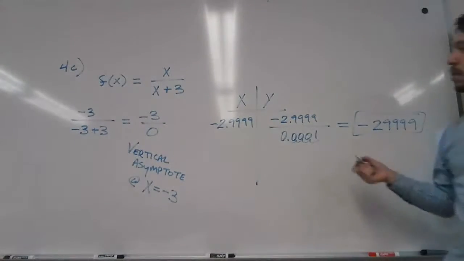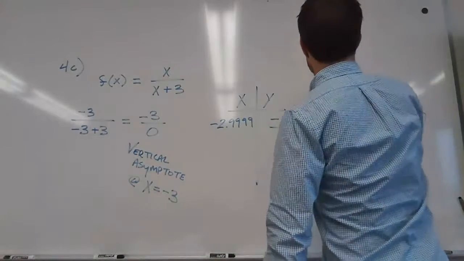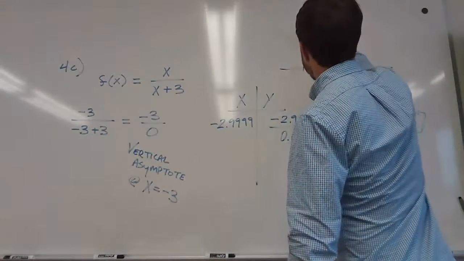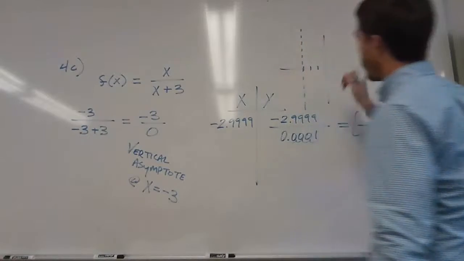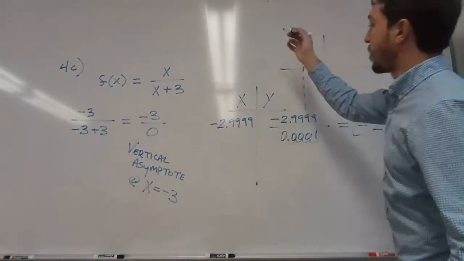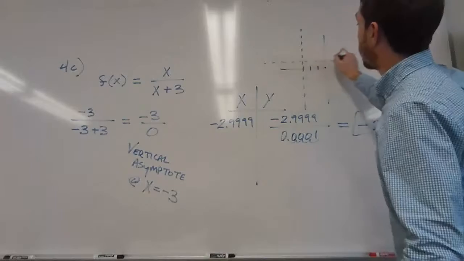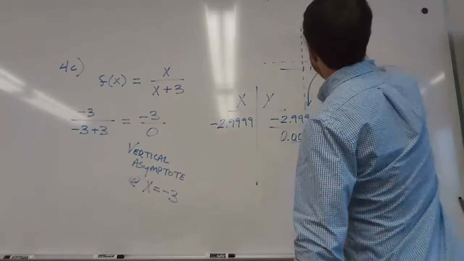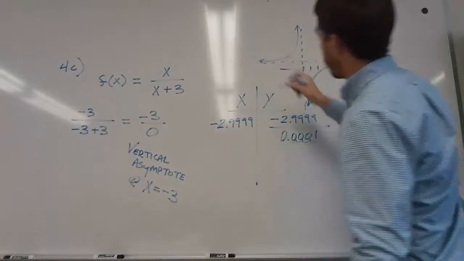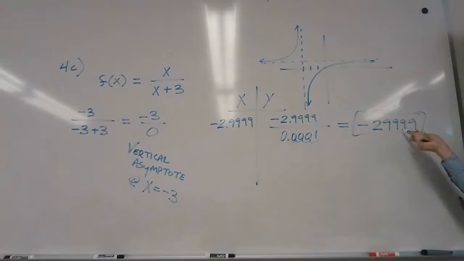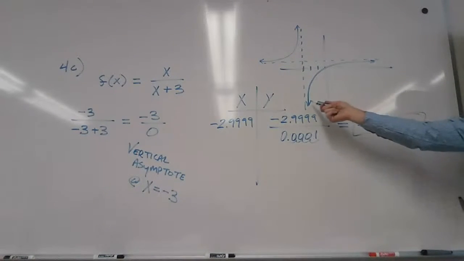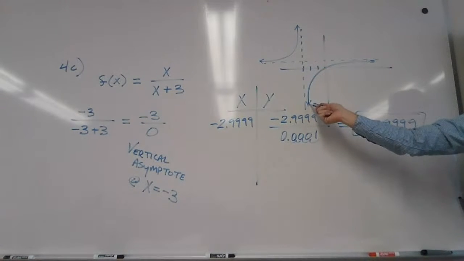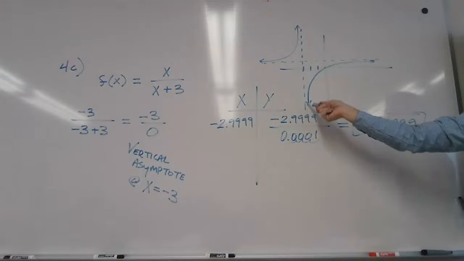That's what a vertical asymptote is, because the closer you get to -3, the more gigantic your y value gets. So if I graph this, there's my vertical asymptote, -3. There's 0, 0. This would also have a horizontal asymptote, if you're wondering, at 1. It would look something like this. So there's your enormous negative 29,999 if I plug in a number just barely to the right of -3.